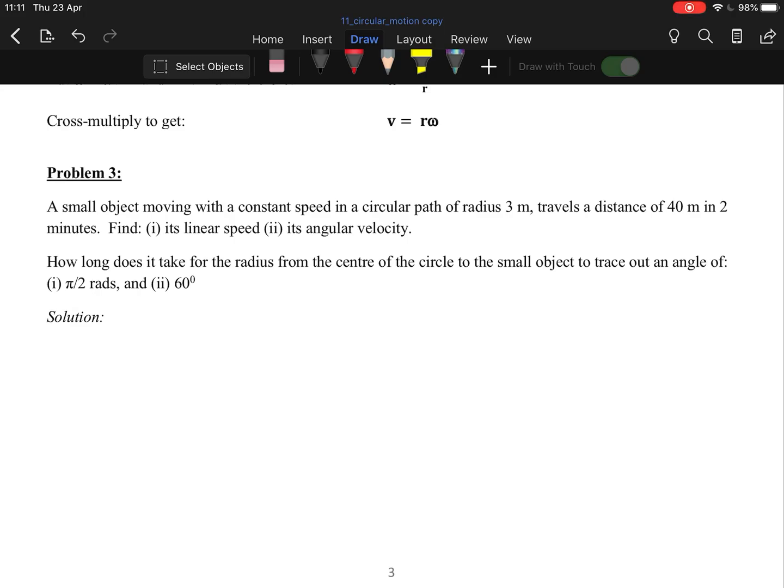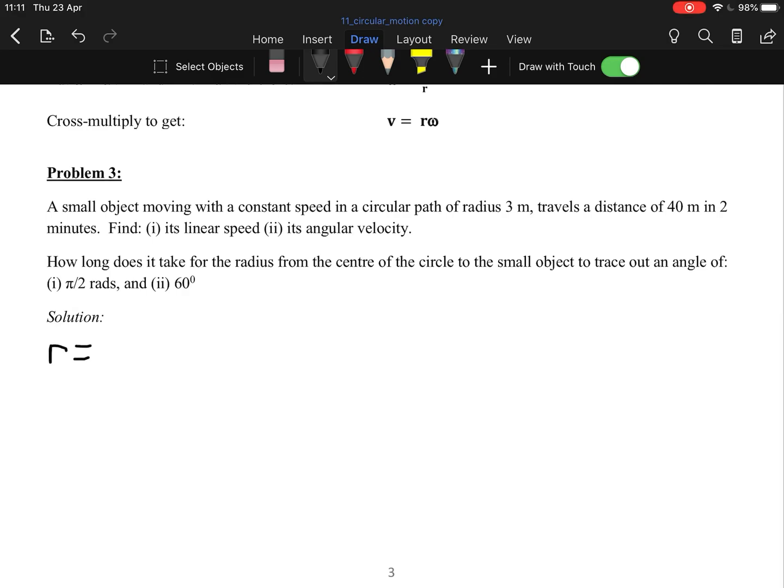All right, so a small object moving at a constant speed in a circular path of radius 3 meters travels a distance of 40 meters in 2 minutes. So there are going to be 4 questions here. Part 1 is find the linear speed. Part 2, find the angular velocity. And then how long does it take for the radius from the center of the circle to the small object to trace out an angle of pi over 2 rads, 60 degrees. Okay. All right. So I'm going to be rubbing stuff off constantly, but it's okay. You can always pause the video and go back.